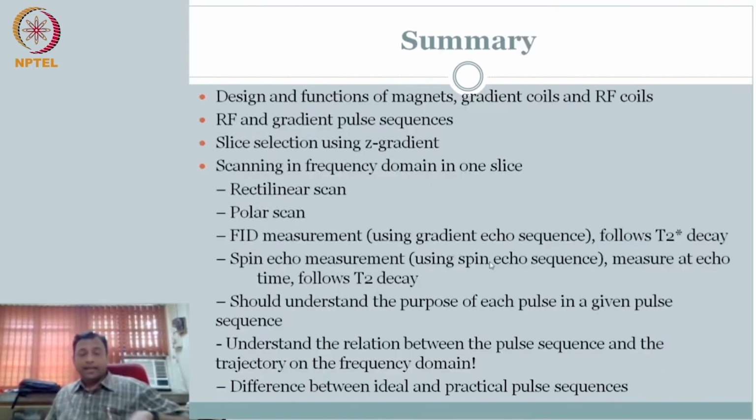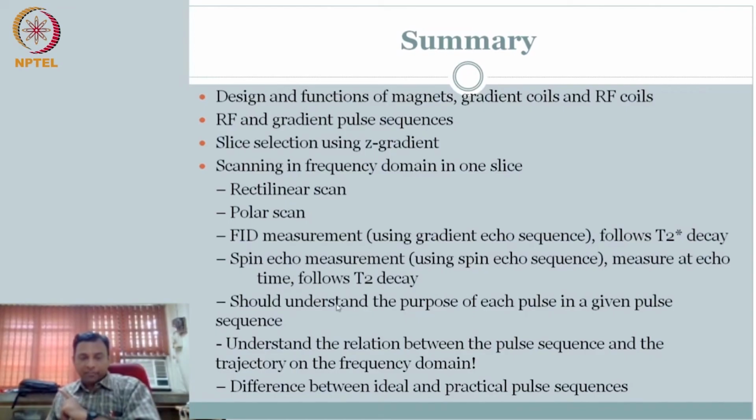So to summarize the data acquisition, we covered design functions, magnets, gradient coils, all those things. We also covered the gradient pulse sequences. And then we talked about slice selection being usually the Z gradient, and the forms of scanning, rectilinear and polar scanning. We also made a distinction between your T2 star, which is your dephasing due to change in magnetic field, and spin echo, which is due to your spin-spin interaction. All this time we have repeated several times, so I hope you get this.